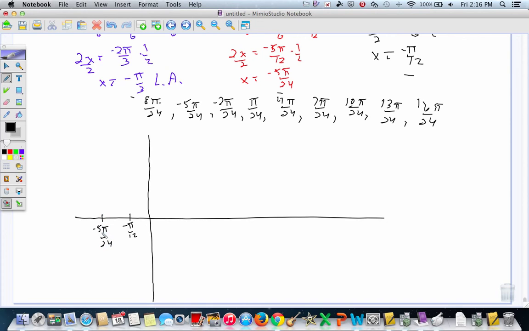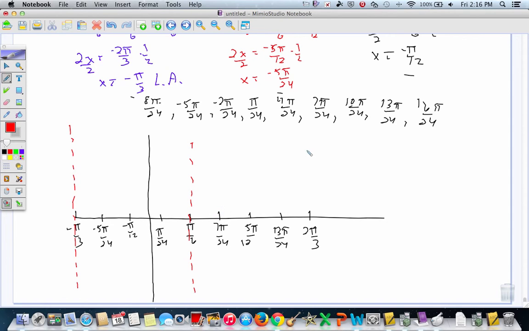And going across, negative pi over 12, negative 5 pi over 24, and negative pi over 3. On this side, I have pi over 24. 4 pi over 24 is pi over 6. 7 pi over 24. 10 pi over 24 is 5 pi over 12. 13 pi over 24, and finally 2 pi over 3.